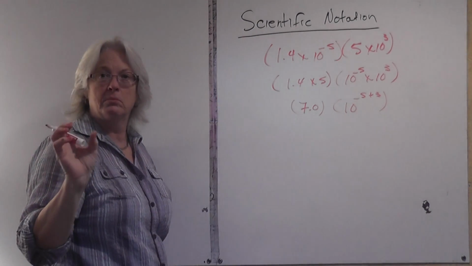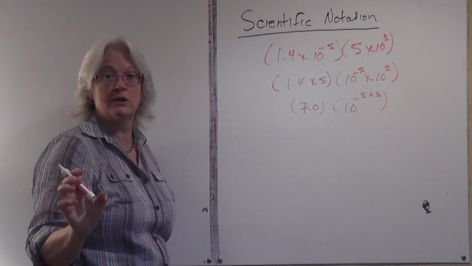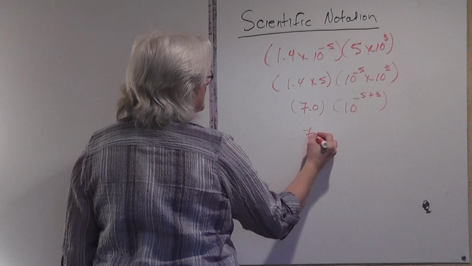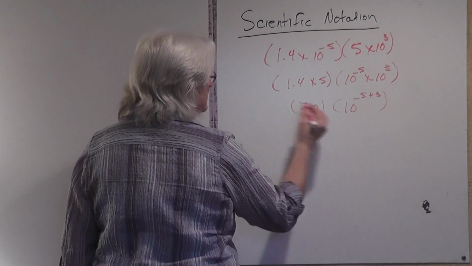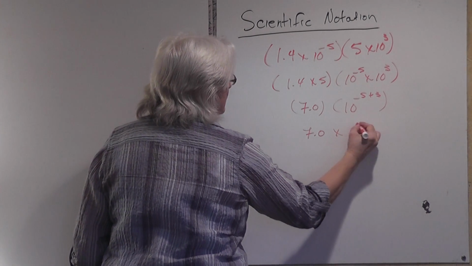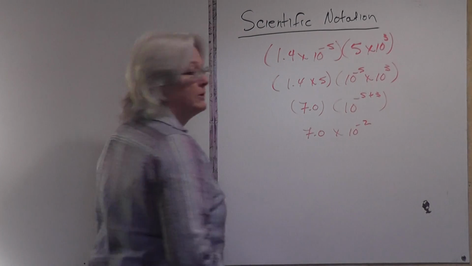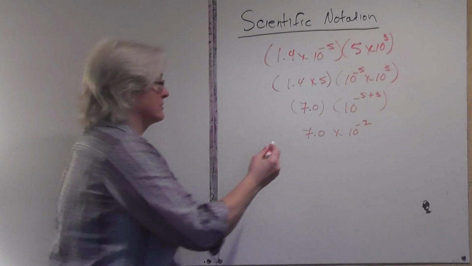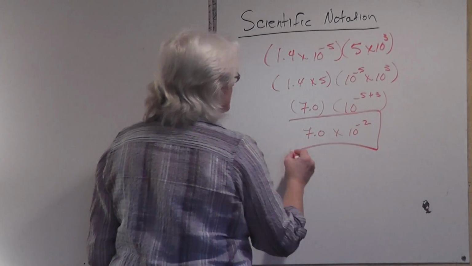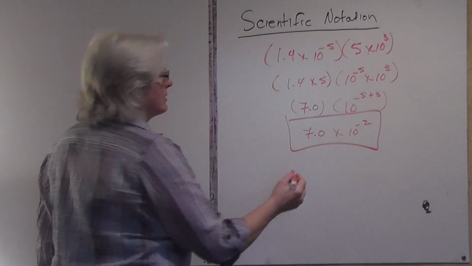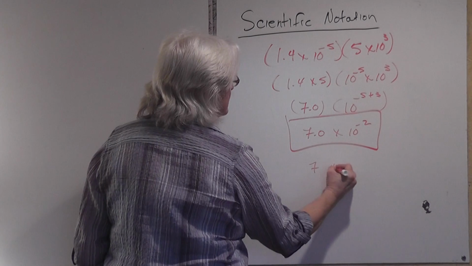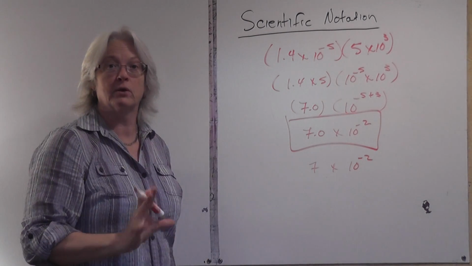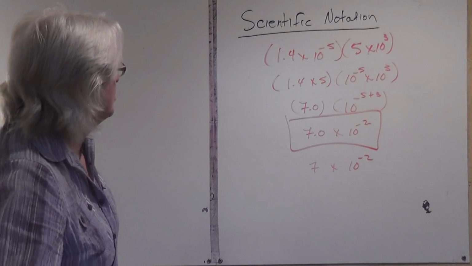Remember, when you multiply exponentials together with the same base, you add the exponents. So 7.0 times 10 to the negative 2. And that's all you need to do. That is your answer. 7.0 I'll take here. I would also accept 7 times 10 to the minus 2. Okay? Let me show you one more quick example.